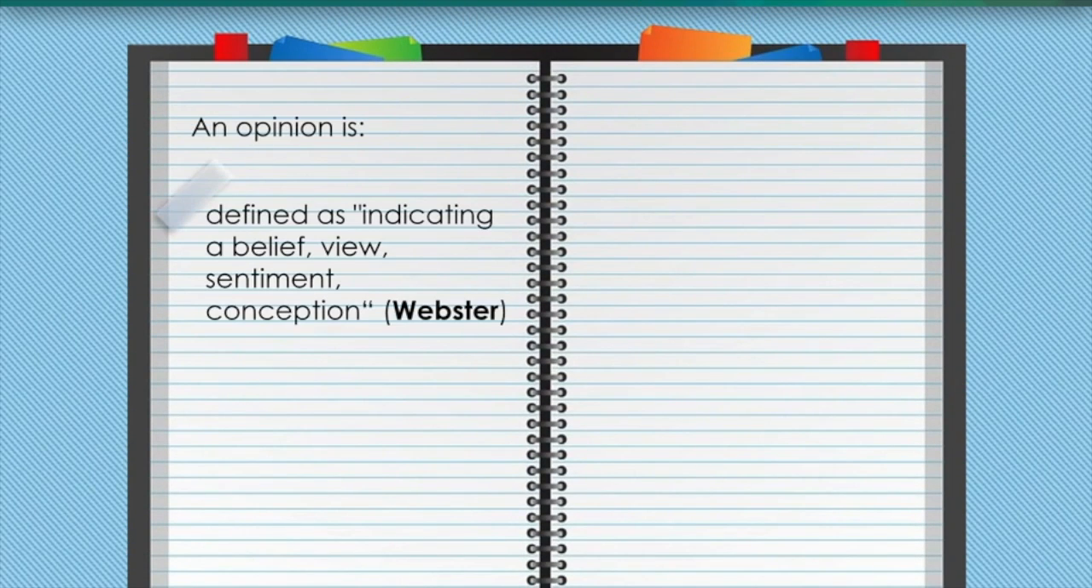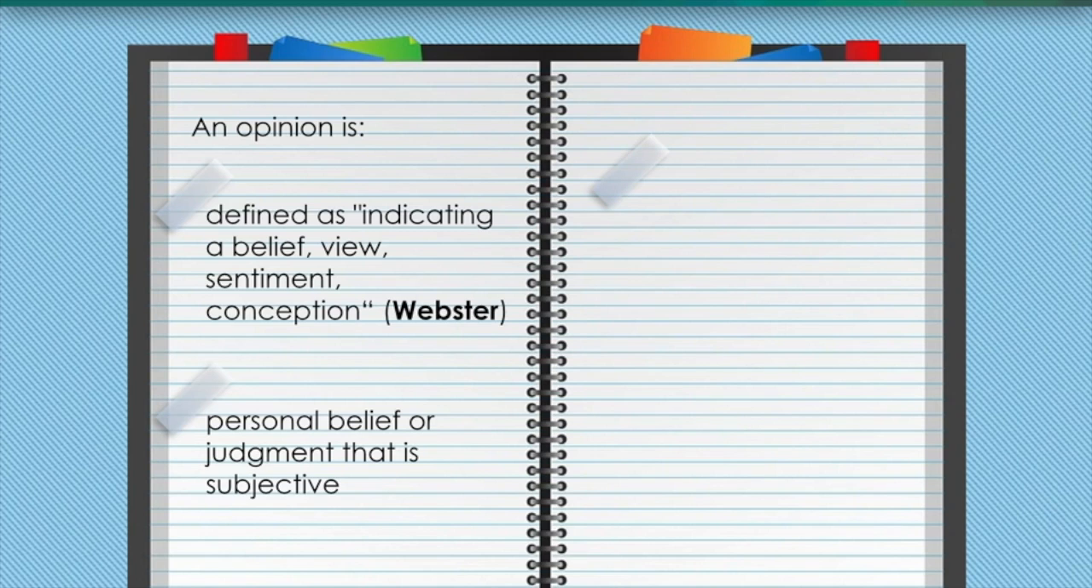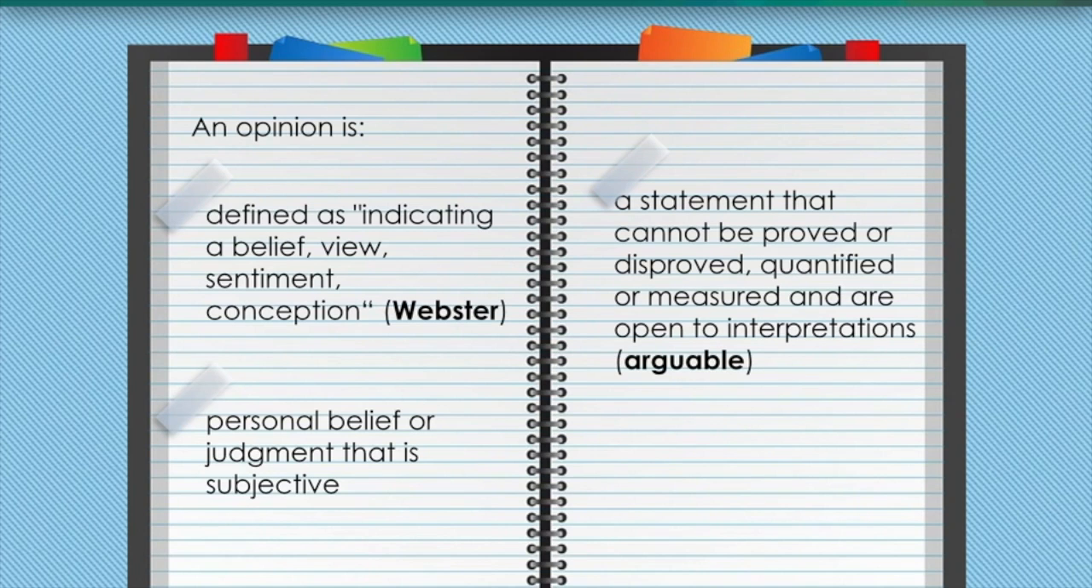Now we know what facts means. Let's define the word opinion. According to Webster, an opinion is defined as indicating a belief, view, sentiment, conception. An opinion is a personal belief or judgment that is subjective. In other words, an opinion is a statement that is open to interpretations or statements that are arguable or cannot be proved or disproved, quantified, or measured.